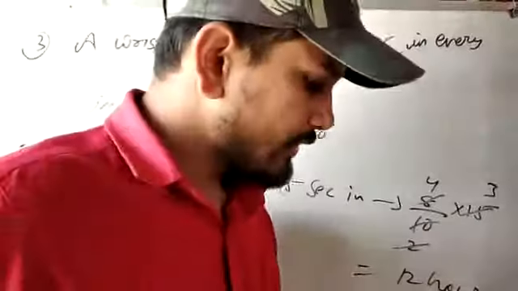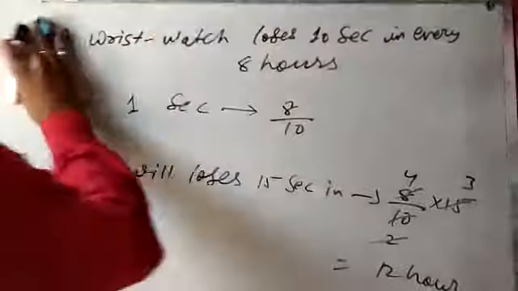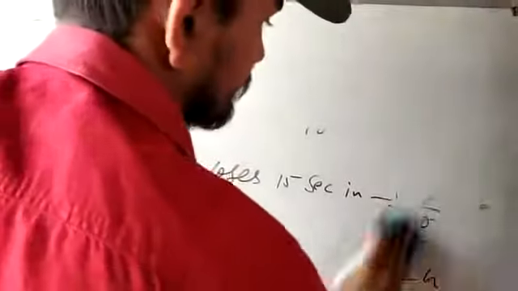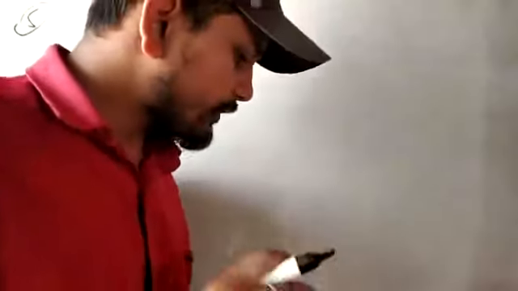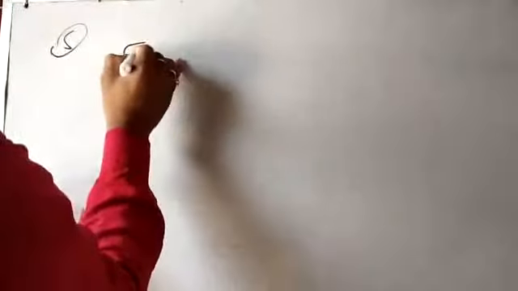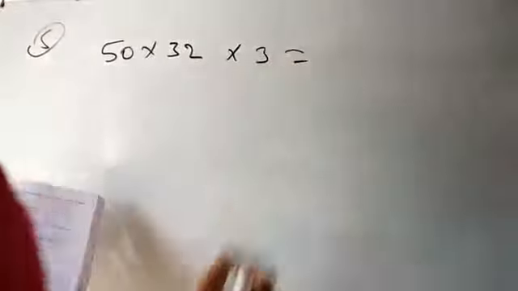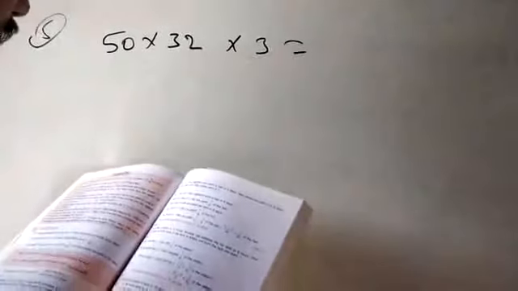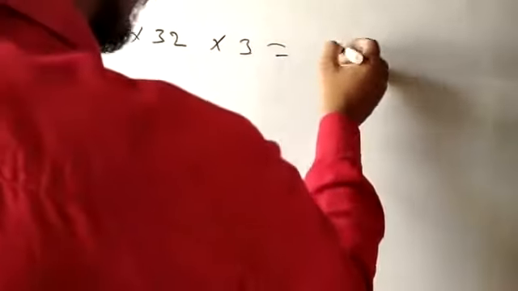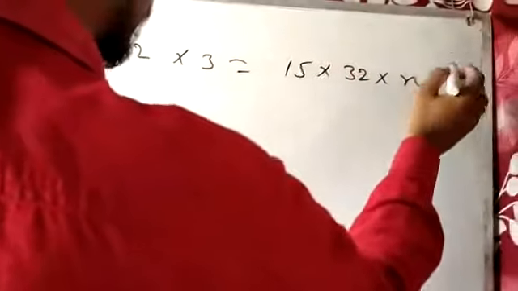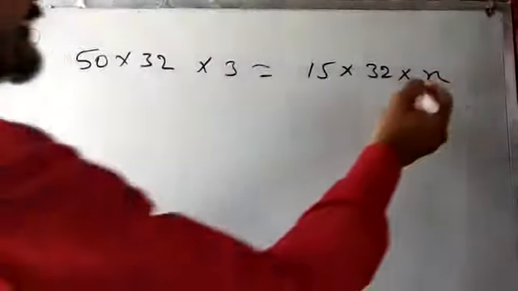Question number 4, you can solve it. I am going to solve question number 5. 50 men mow 32 hectares of land in 3 days. So see, 50 men, 32 hectares in 3 days. So you have to find how many days will 15 men take for 32 hectares. I don't know what the number of days is, so let it be X.